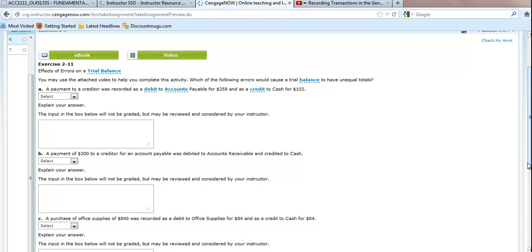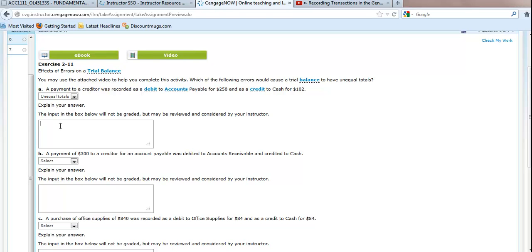It says that a payment to a creditor was recorded as a debit to accounts payable for $258 and as a credit to cash for $102. Okay, so the first question we want to know is, is the transaction equal or does it not balance? So we have a debit for $258 and a credit for $102. So our debits do not equal in this situation, so we're going to choose unequal totals. And in the input box, we're going to explain why and what's going to happen because of this error.